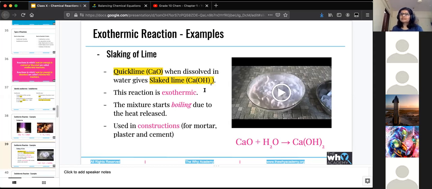This can come in an MCQ, like, what is the common name for calcium oxide? Or what is the chemical name of quicklime?